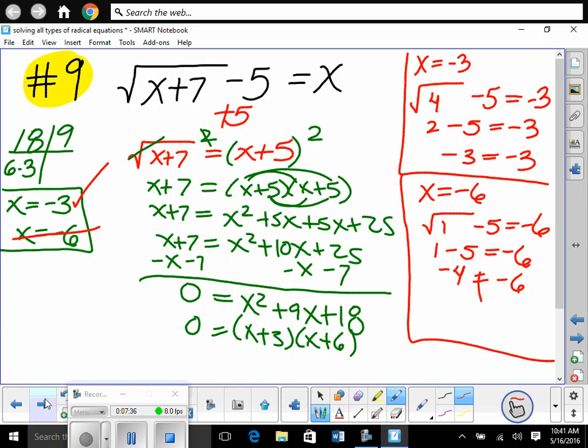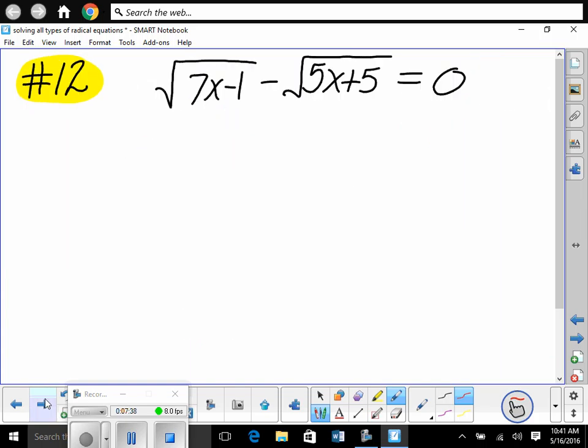Okay. Let's go for number 12. So we have the square root of 7x minus 1 minus the square root of 5x plus 5. Your first rule, the easiest way to do this is to isolate a radical. Get a radical all by itself. Isolate the radical. So we have 2 radicals, but let's isolate them, meaning 1 on one side, 1 on the other side. So to bring this over, we're going to add the square root of 5x plus 5 to both sides.